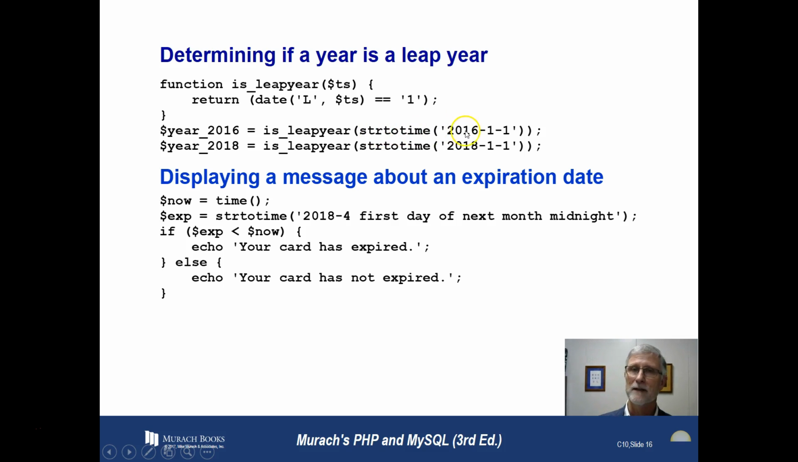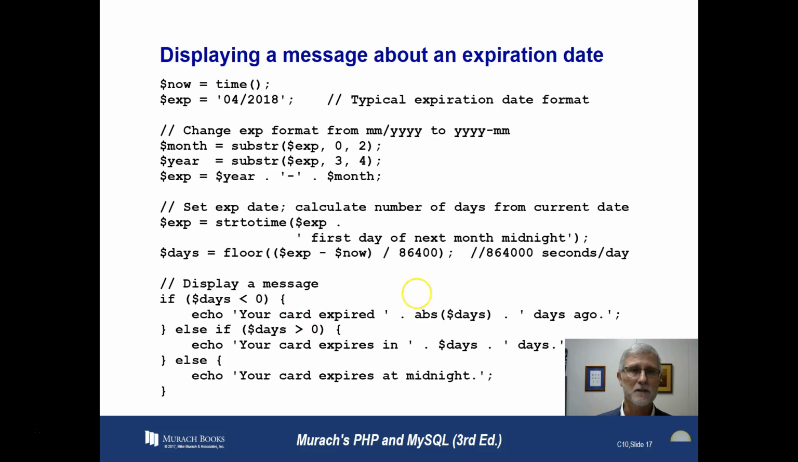What am I doing here? I've got a particular date, convert it to a timestamp. That's what this function is doing. It passes it on to leap year and says yes or no if it's a leap year. So several different options here, some ways of verifying dates, verifying leap years, verifying how to print out messages.